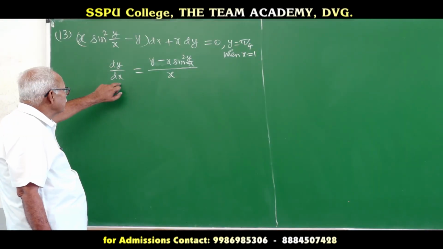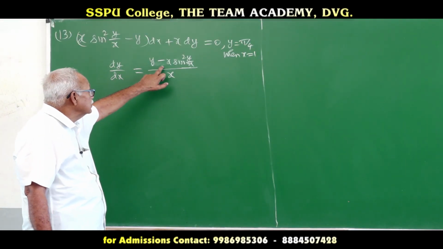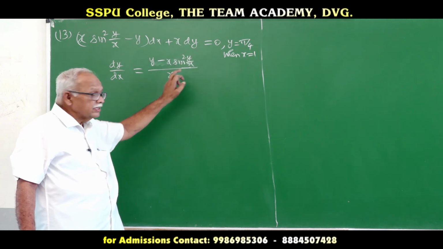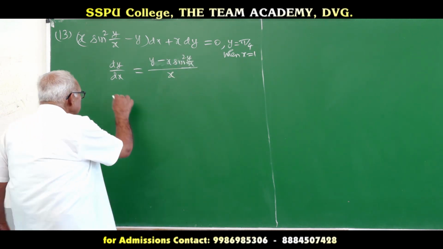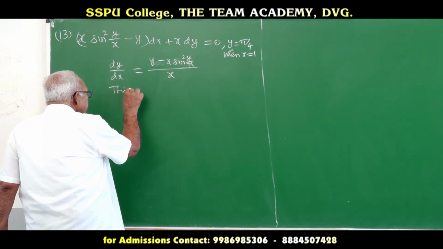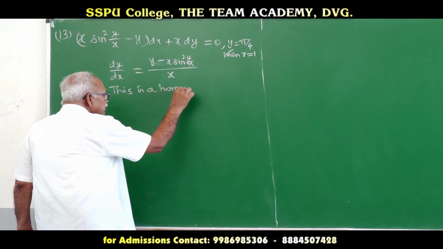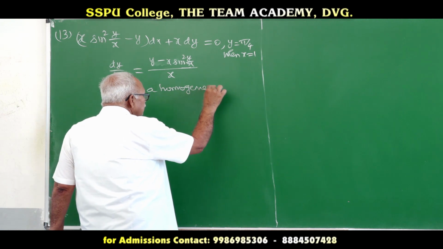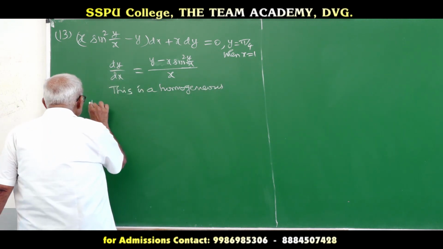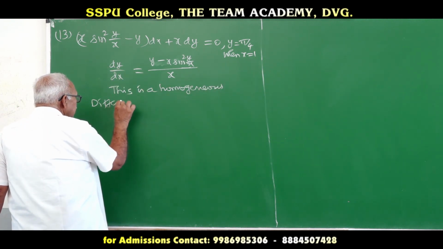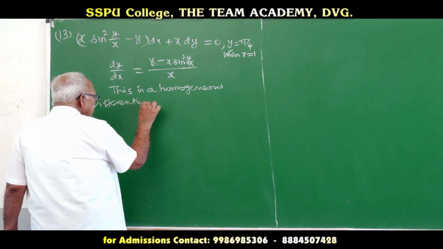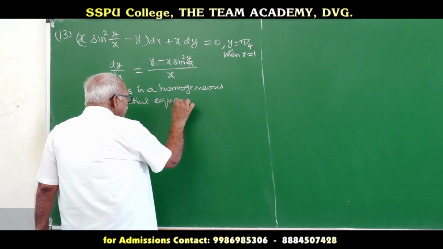Next problem, dy by dx is equal to y minus x into sine square y by x, divided by x. So, this is a homogeneous differential equation.